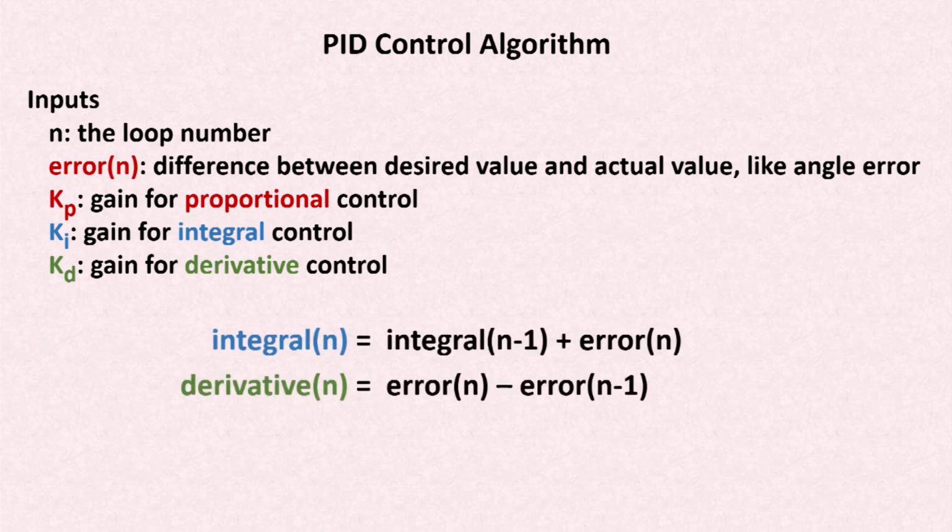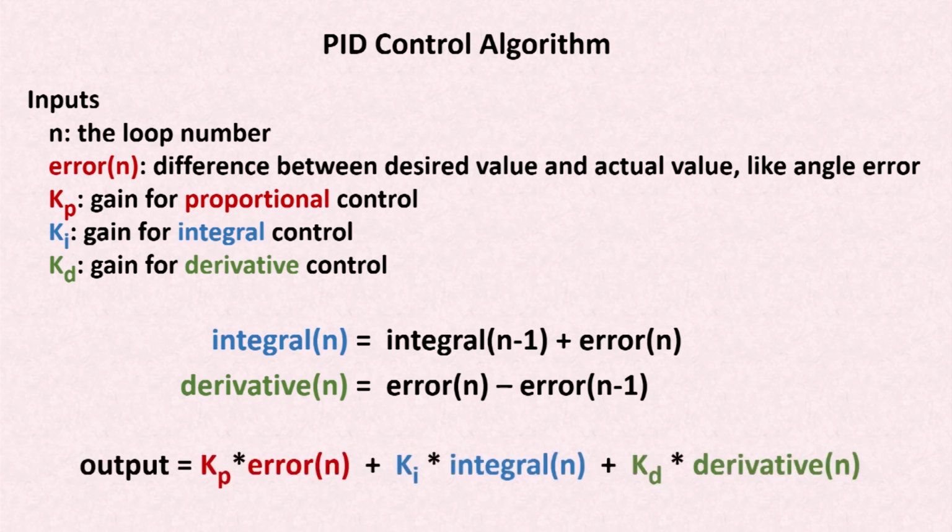The integral is the sum of the errors from all the loops. It is calculated by adding the current error to the integral from the prior loop. The derivative is the change in the error. It is calculated by subtracting the prior loop's error from the current error.